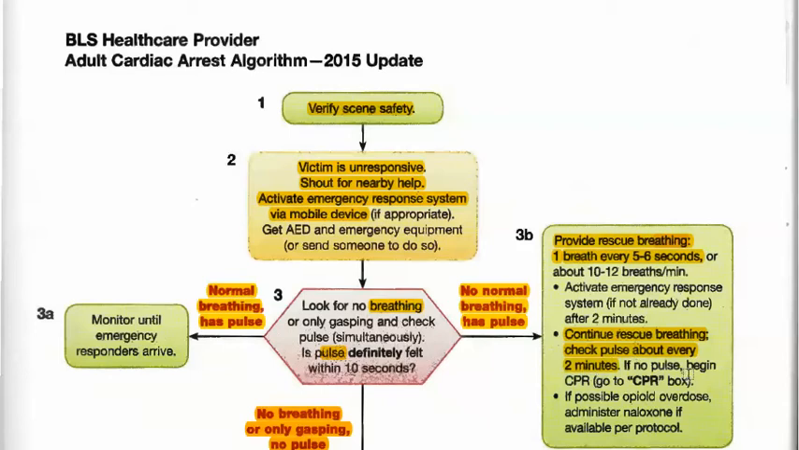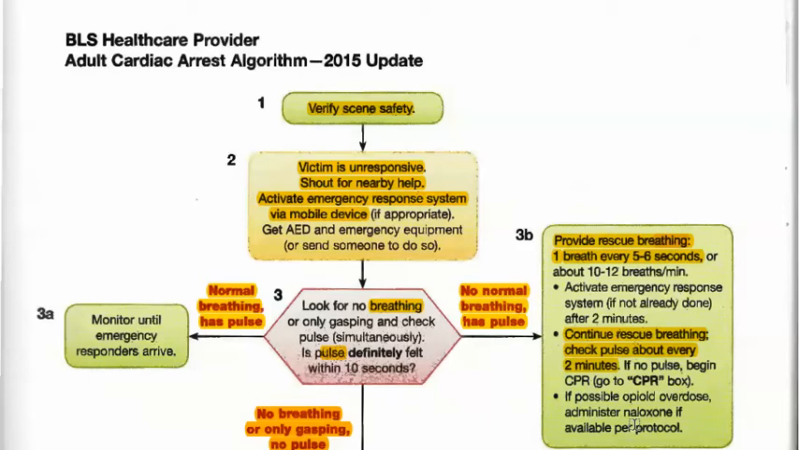And if no pulse, begin CPR. And if there is a possible opioid overdose, administer naloxone, because if this patient has a problem with his respiratory system due to opioid overdose, he will not regain his respiration until you give him the antidote. Okay, that's really very nice.